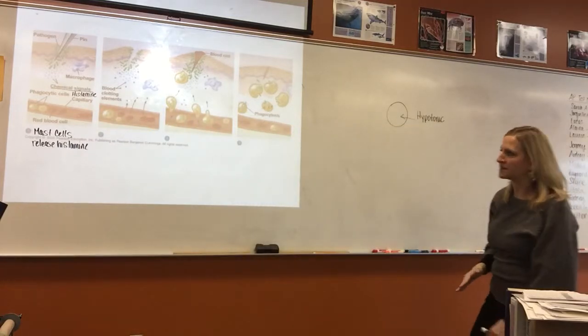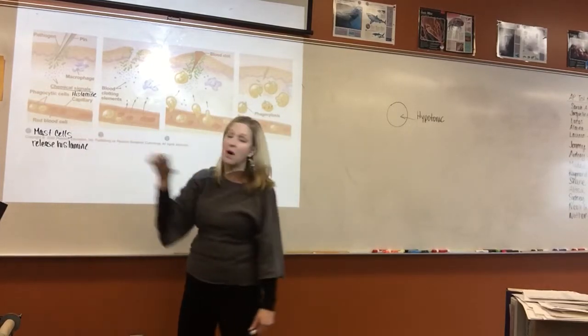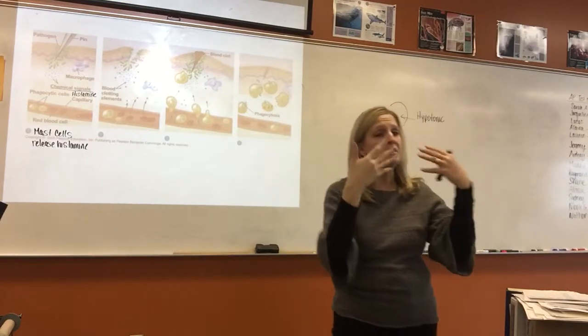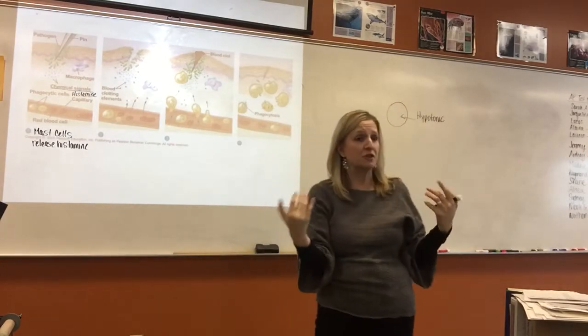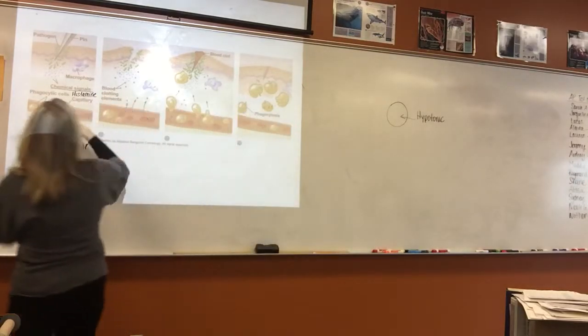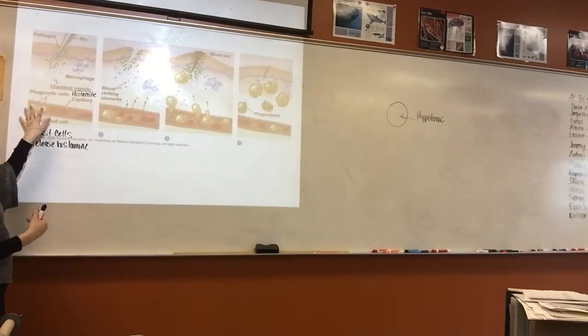So then what happens? If we look here, here's your capillary. Capillaries are your smallest blood vessel. So in your skin, you've got all these capillaries. The capillaries bring food, glucose for your cells, oxygen for your cells, and take away waste. And so you have the red blood cells, and you have phagocytic cells that can engulf foreign particles.